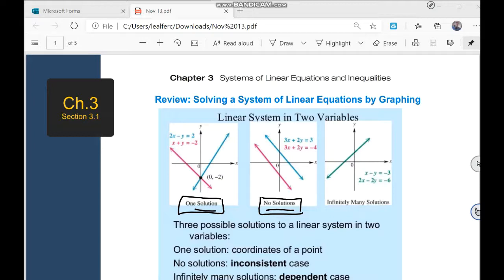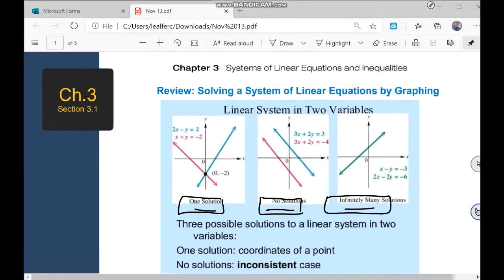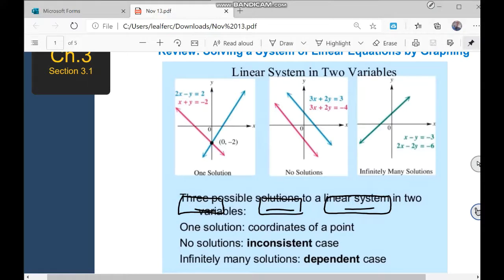And the third case is if the lines are one on top of the other. They are the same line, on the same place, on the same spot. That means you will have infinitely many solutions, or infinite solutions, and there are some special names. For the second case, when you have no solution, it's going to be an inconsistent system. And for the third case, when you have infinitely many solutions, it's going to be a dependent system.